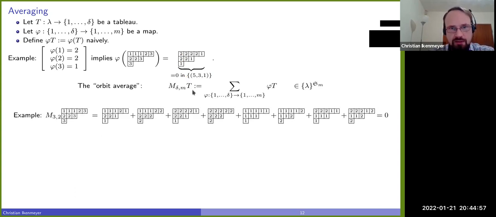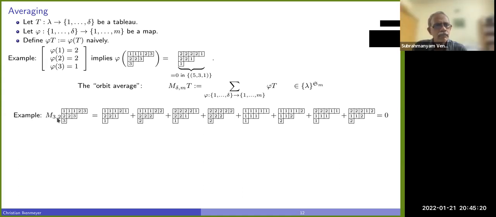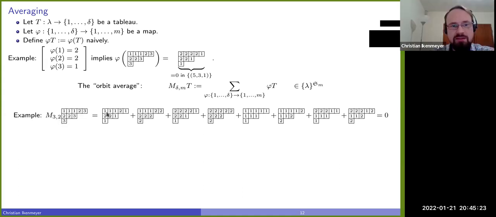And I want to say, okay, I know now how to apply my map phi. I want to apply all maps phi and sum over that. You might call it an orbit average. I'm not so sure if that's the best name, but what you want to do is some large summation of all maps that are possible and apply them to your tableau. So for example, if you apply the M_{3,2} to your tableau, then you're replacing in all ways possible, and there are 8 ways possible of replacing the 1s, 2s, and 3s by 1s and 2s. All right, so these are all the different ways.